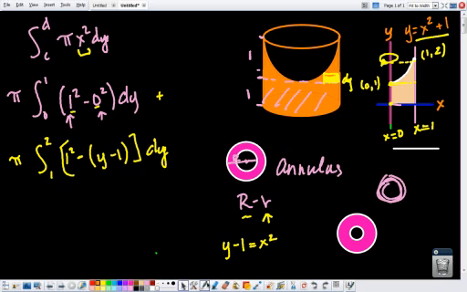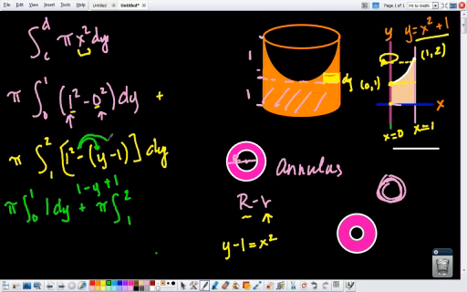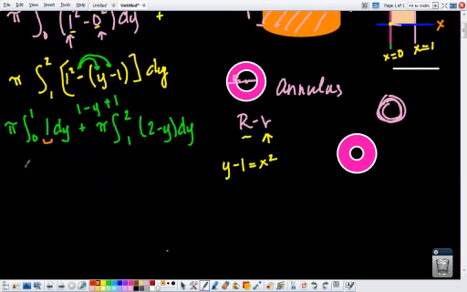So I'm just going to rewrite this and simplify it so that it's nice and neat for me to integrate. 1 squared minus 0 squared is 1 dy, plus pi from 1 to 2. I'm going to write underneath 1 minus y plus 1. And remember, this negative carries to each term in my binomial. That's why I end up with a negative y, a plus 1. So 1 plus 1 is 2 minus y dy. That makes it a little cleaner to integrate. So let's go ahead and integrate.